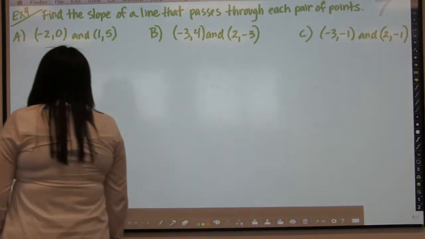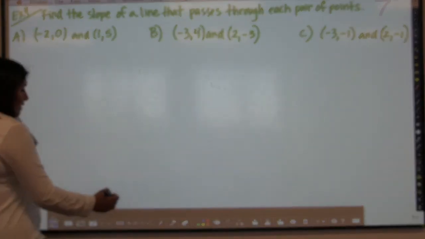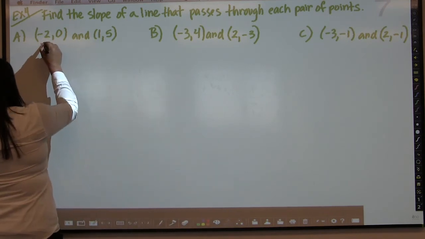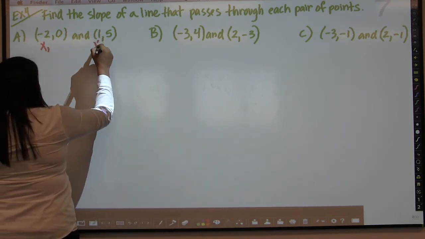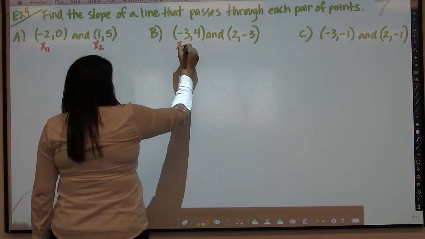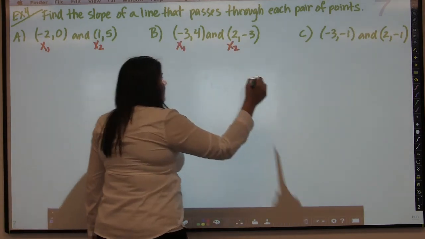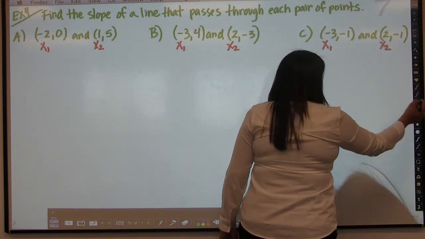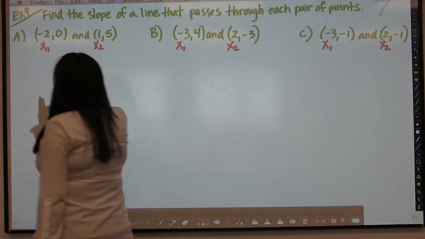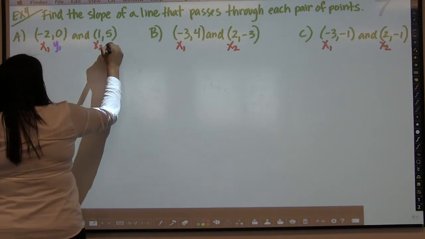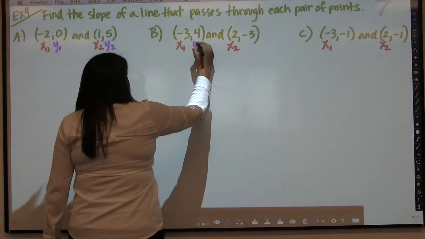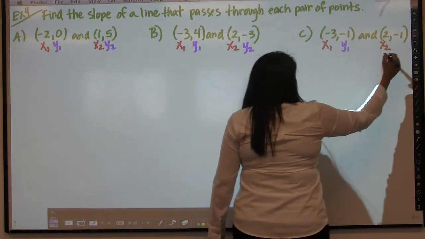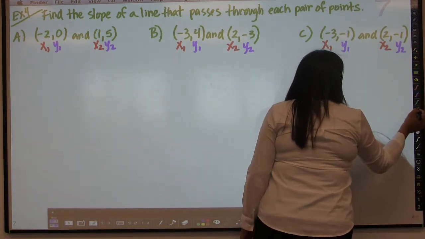So, as I was saying, we're going to calculate the slope. Remember what we said a little while ago? It's very important that you label your points. x1, x2, x1, x2. I'm just going to get ahead of the game here. x1, x2. And then we want to label our y's: y1, y2, y1, y2, y1, y2.